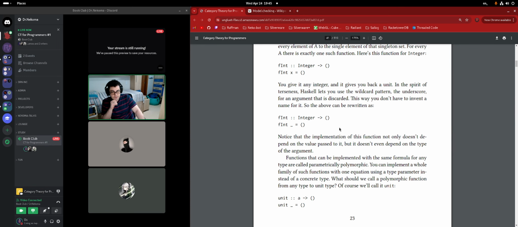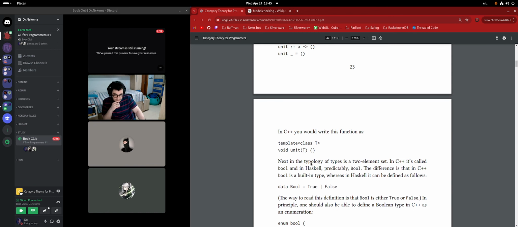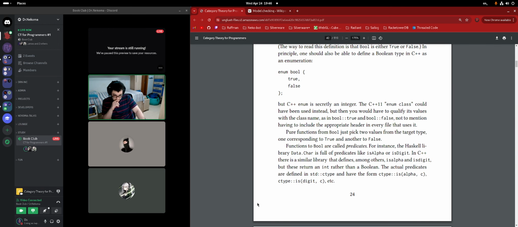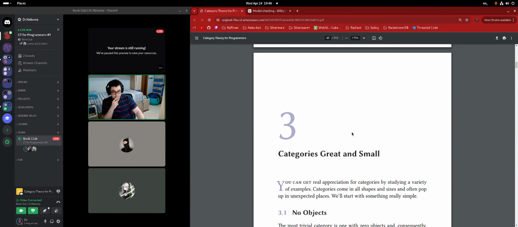The above can be rewritten as... okay, so this is basically syntax. And we can also make the unit function that takes whatever and returns unit, right? So this is a polymorphic function. The same thing with templates. Then we have the bool with two members here, like in C++. Then we're going to have a predicate, which is a function that takes something and returns a boolean. And that's it for chapter 2.